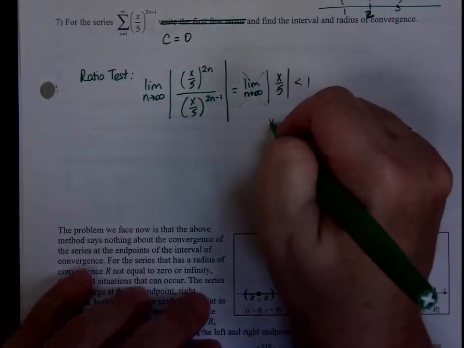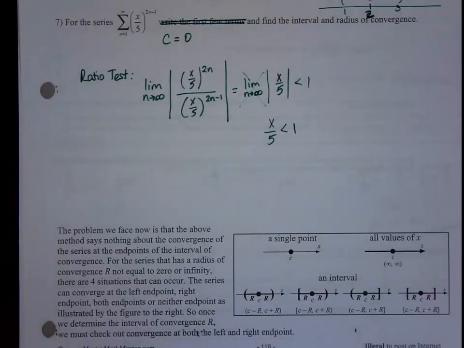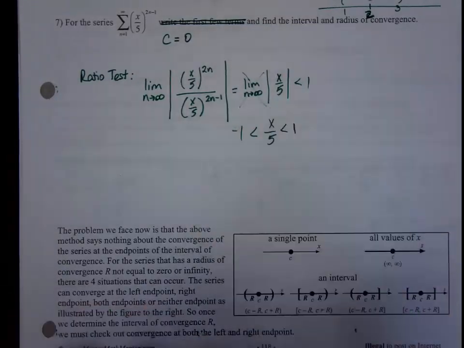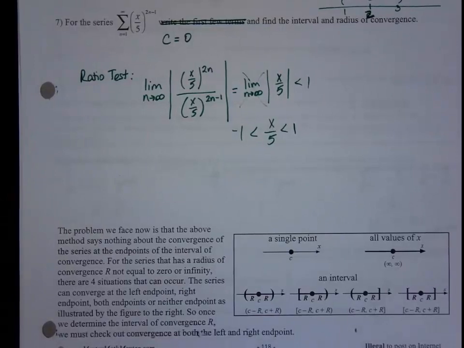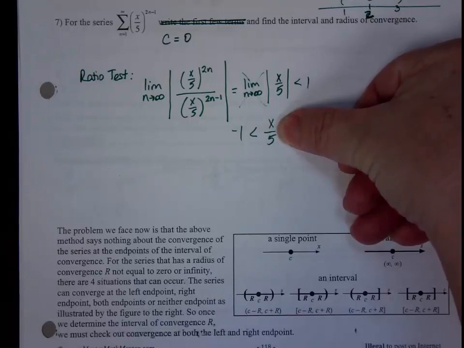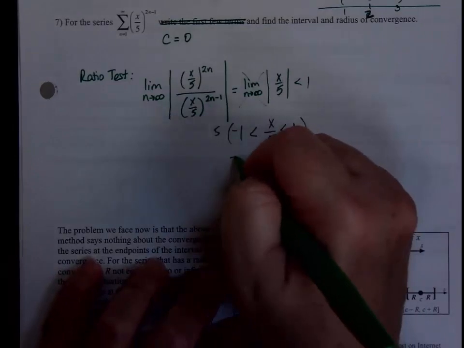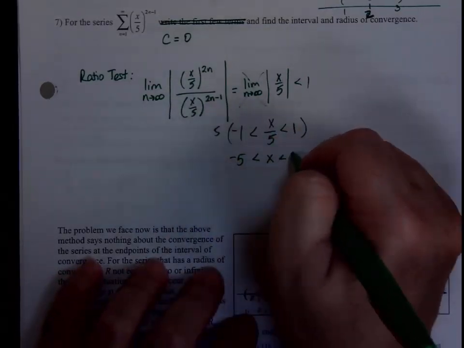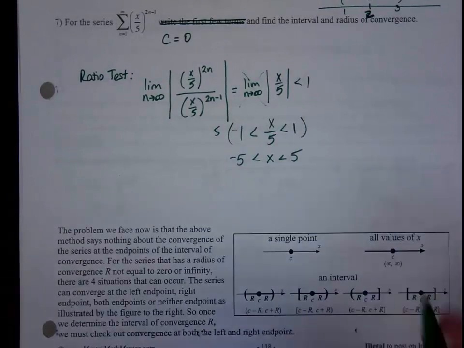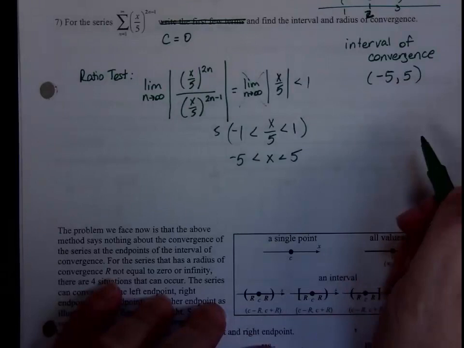So it's going to be, with no absolute value bars, x over 5 less than 1, just recopy that part, and then greater than negative 1. We sandwich it in between a negative 1 and a positive 1. Cover up one of the inequalities. What do we mathematically do to get x by itself? Multiply by 5. So I'm going to put the whole thing in parentheses and multiply by 5. We get negative 5 is less than x is less than 5. That is my interval of convergence: negative 5 to 5.